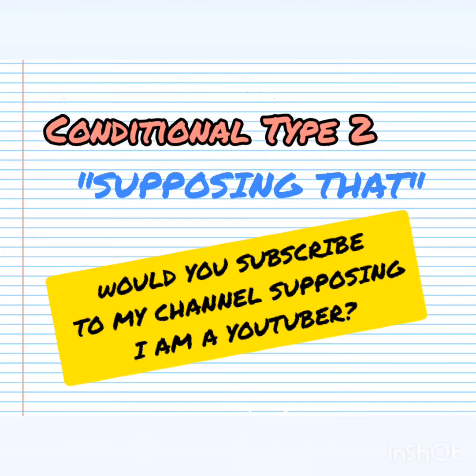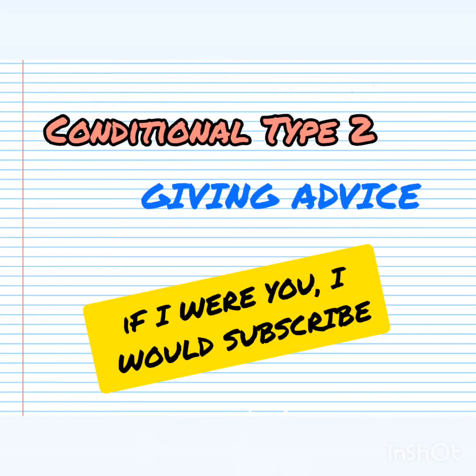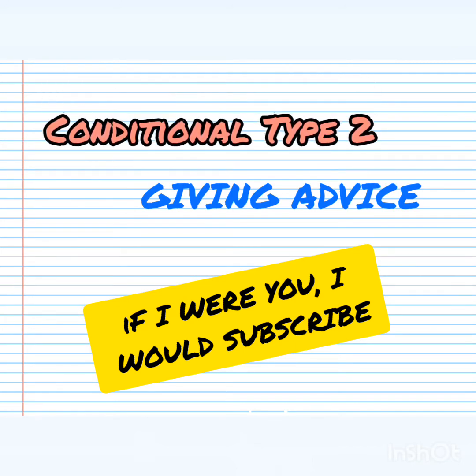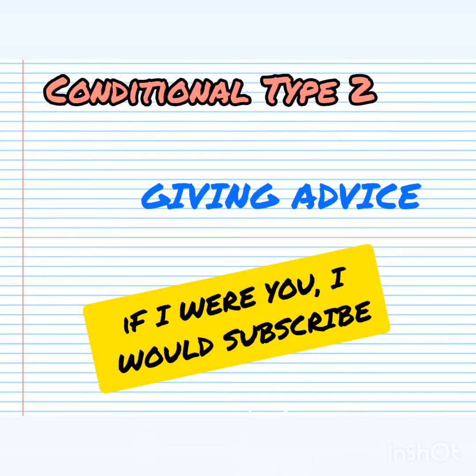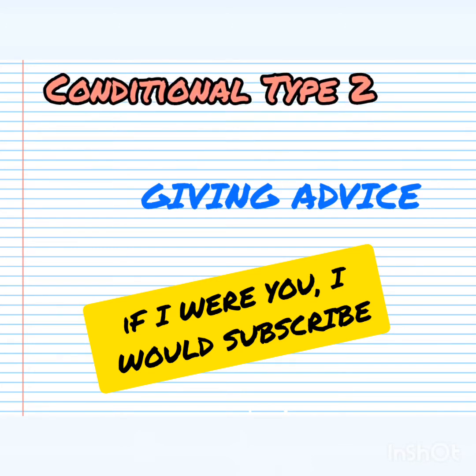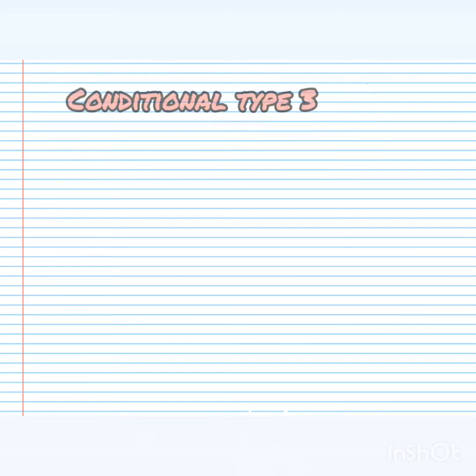In addition to this, conditional type 2 is used for giving advice with the expression if I were. It is not impossible to use if I was, but there is a slight difference in meaning. Finally, remember that the consequences of this conditional happen or would happen in an unreal present or future.